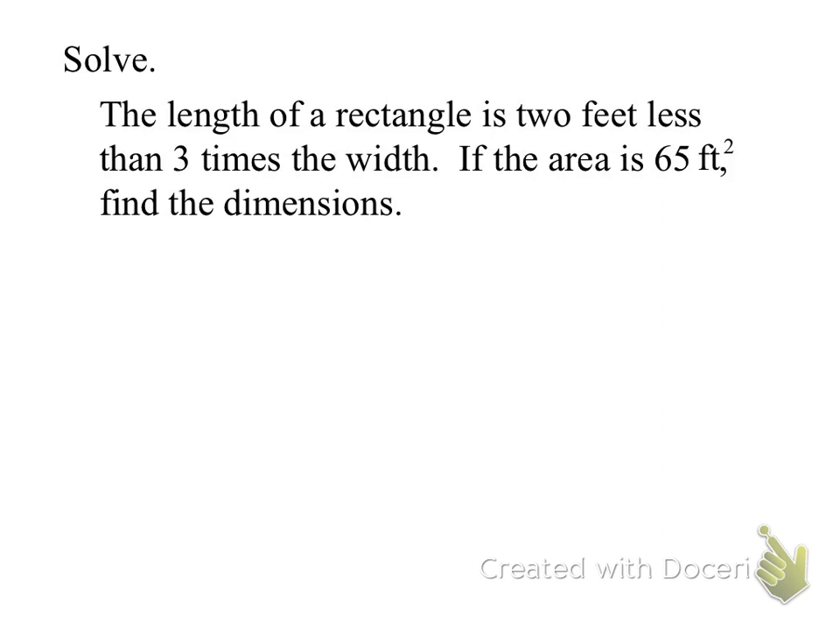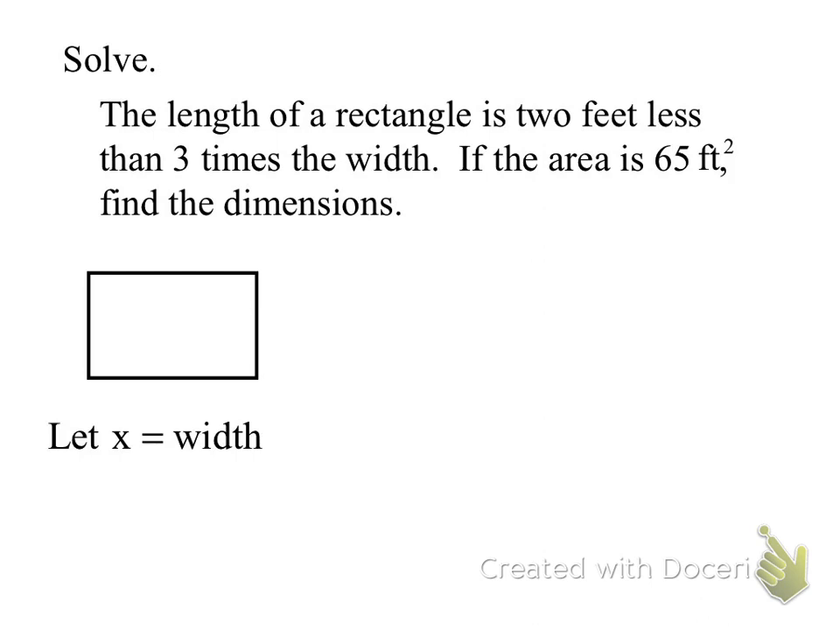It said the length of a rectangle is 2 feet less than 3 times the width. What do they give us less information on? The width. So we call that our x. That's what becomes our x. The length, they give us a translation for. Here it is. Length is 2 less than 3 times width.